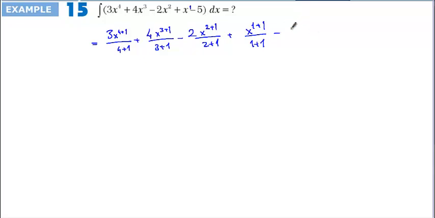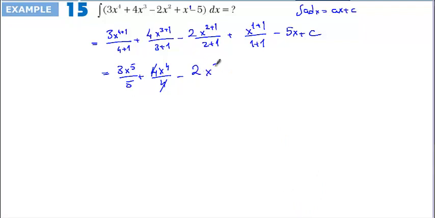The power is 1, you know that one. And the constant term. When we have the constant term, if you remember, the integral of a dx was equal to ax plus c. So this is going to be 5x plus c at the end. Then it's going to be equal to 3x^5 over 5 plus 4x^4 over 4. This 4 and this 4 we may simplify, minus 2x^3 over 3 plus x^2 over 2 minus 5x plus c.